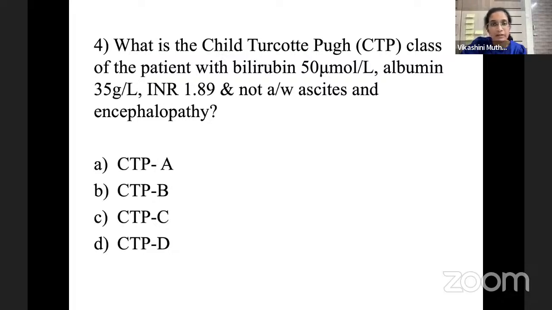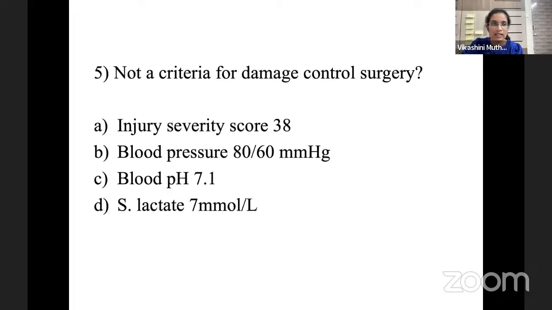So again, coming back to the question, we calculated it as 2, 4, 6 plus 1 plus 1. So it's 8. So it belongs to CTP class B.